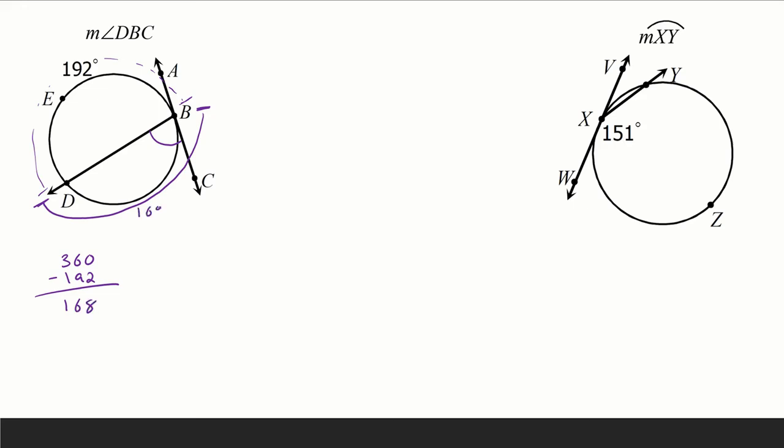And so once we know that the arc measure is 168, then to find the measure of angle DBC, we're going to take half of the arc that it creates, or half of 168, and so the measurement of angle DBC is half of 168, or 84 degrees.